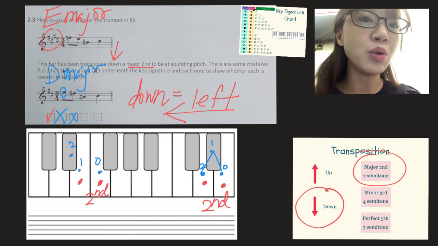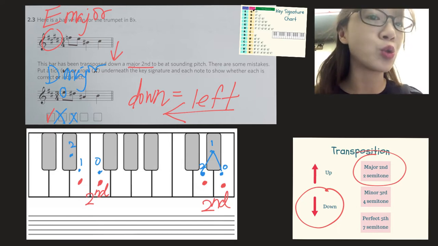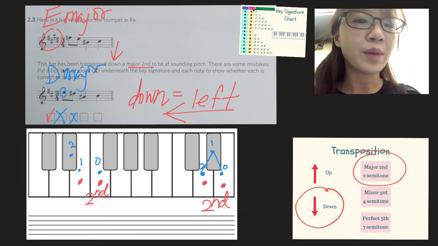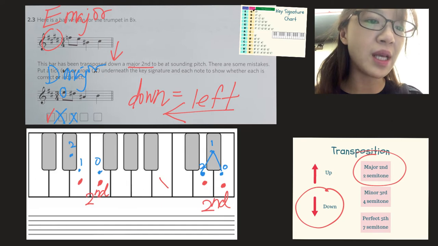So we know B note will go to an A note. B goes to the A note. And now, after you finish the first step, B will go to the A. So B goes to the A.